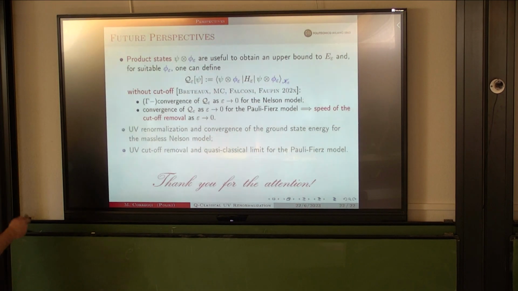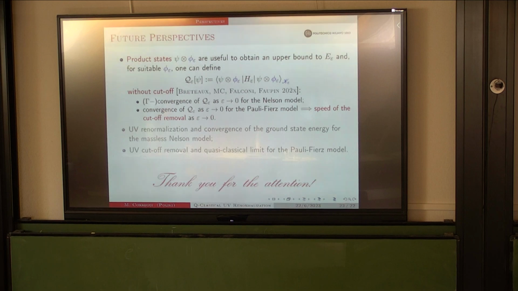For product states, you can do everything, in fact, because when you have product states, you have uncorrelated states. Everything is much simpler, you can guess. And for the Nelson model, there's not so much to prove. You get the result for free in a way, so convergence. You restrict to product states. But this is not so trivial for the Pauli-Fierz model.